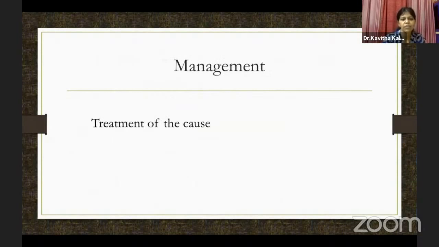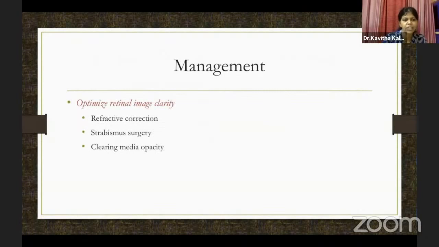So management. How do we manage amblyopia? First, if we find a cause, the first step is to manage the cause and then treat the amblyopia as such. To manage the cause, the idea is to give optimal retinal image clarity. When a refractive error is the cause, the full cycloplegic refractive correction is the first mode of treatment. And whenever there is strabismus, you have to manage the strabismus. But ideally here, strabismus management has to follow amblyopia treatment, and clearing media opacity is followed by rigorous amblyopia treatment. That is how we treat the cause.